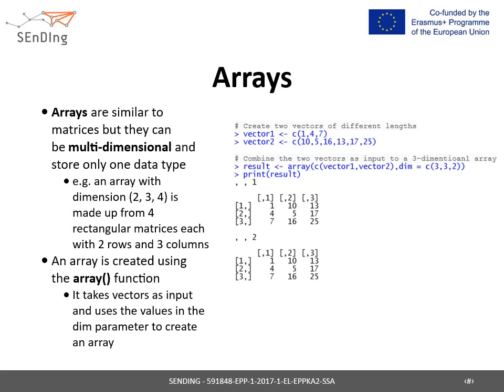In the example, we create 2 vectors of different length and then we combine them to create a 3-dimensional array that consists of 2 two-dimensional matrices with 3 rows and 3 columns each.